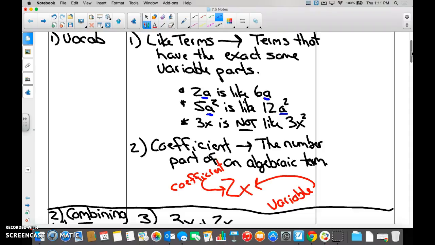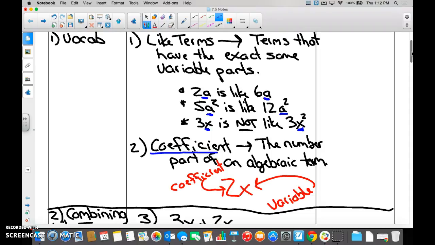Yes. If I'm dealing with the variable x and the variable x squared, are all the variable parts the same? No. Therefore, those are not like terms, right? Yes. What is the name of the number that's in front of a variable? Coefficient. Coefficient is the name of the number in front of a variable.